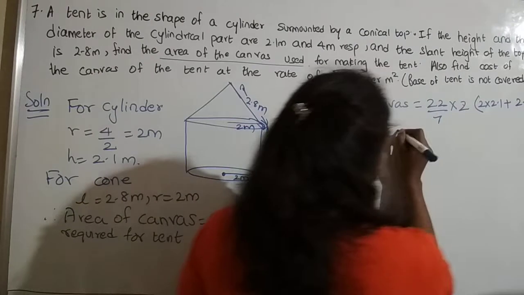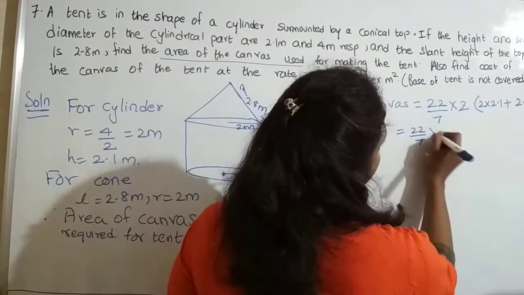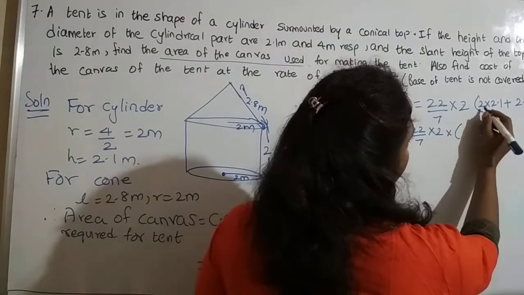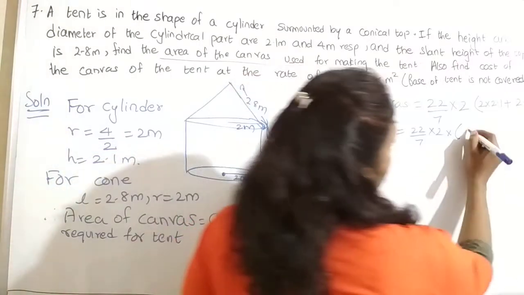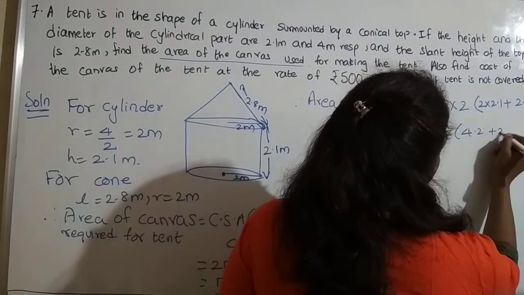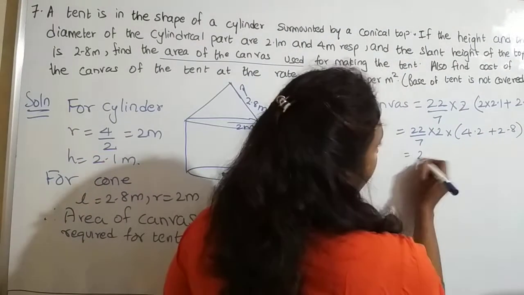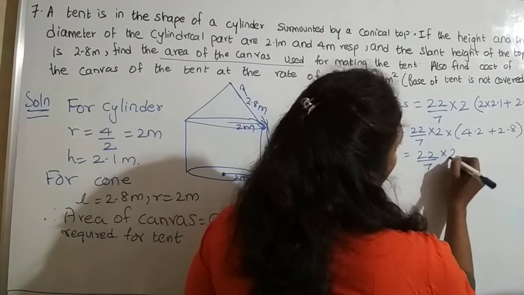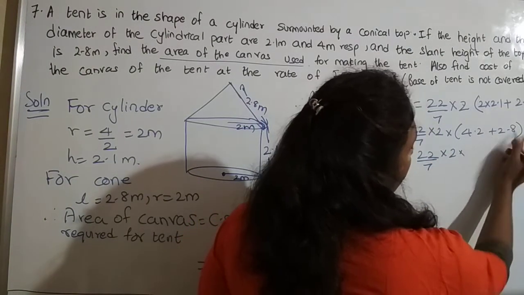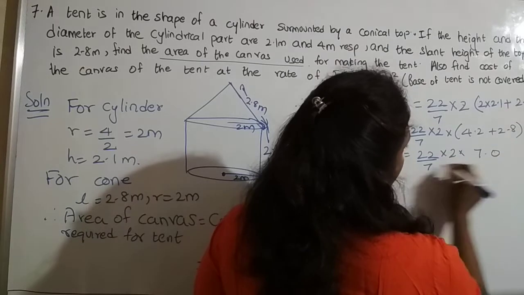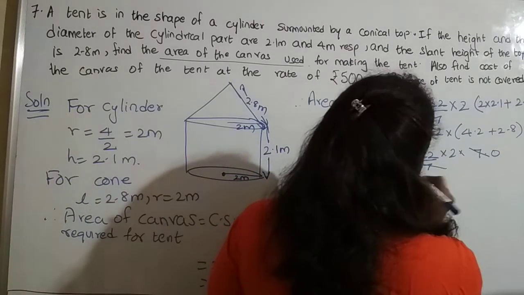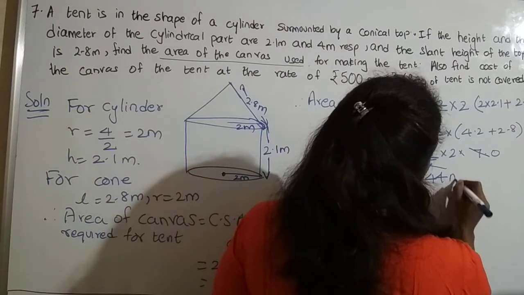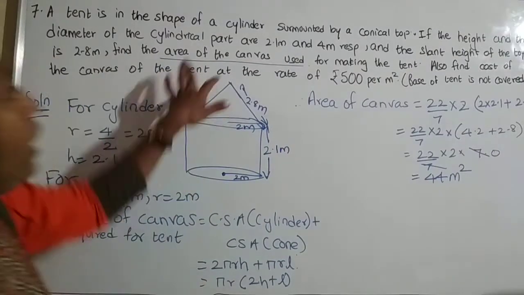So let's calculate. We get 22 by 7 into 2 into, here 2.1 into 2 is 4.2, plus 2.8. So here we get 22 by 7 into 2 into 7. So the 7 will cancel. So very easily we get the answer, 44 meter square. So we found out the area of the canvas.